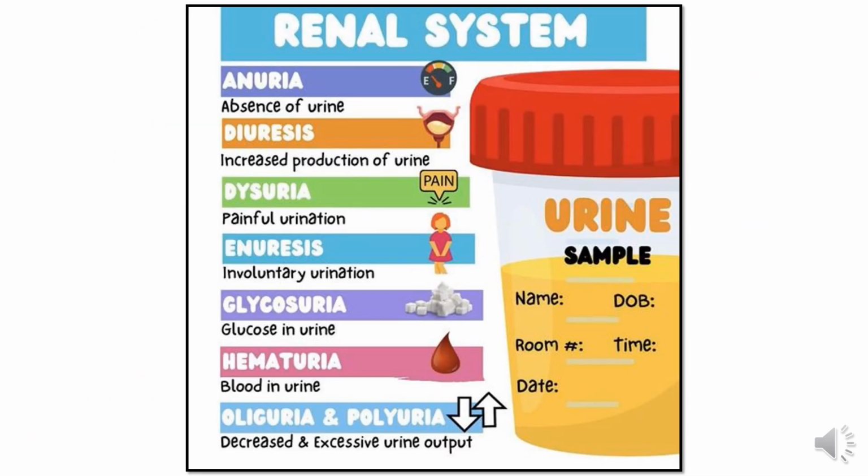There are different terms regarding urine and the shape of urine in medical practice. Anuria, absence of urine. Diuresis, there is increased production of urine, whatever the cause is. Dysuria, painful urination. Enuresis means involuntary urination. Glycosuria means there is glucose in urine. Hematuria means blood in urine. Oliguria and polyuria, there is decreased or excessive urine output.